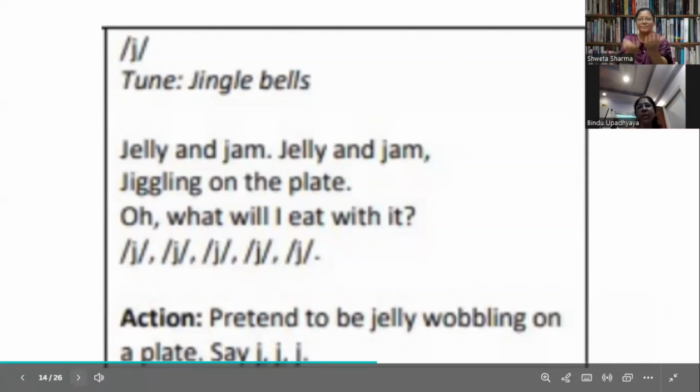Jelly and jam, jiggling on the plate. Oh, what will I eat with it?